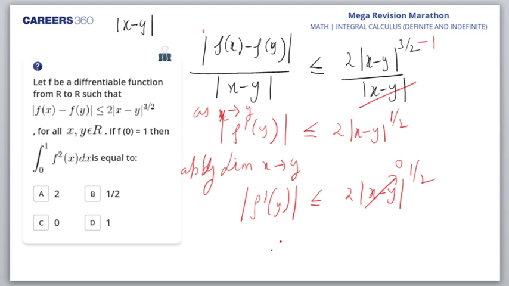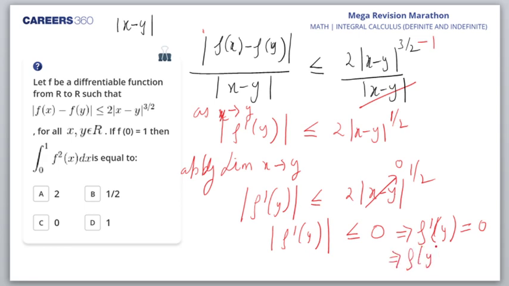So what do I get finally? I get mod of f dash y less than or equal to 0, but this is not possible, right? Because f dash y, a modulus quantity, cannot be less than 0. So it can be only equal to 0. So f dash y would be equal to 0. That implies fy is nothing but a constant. Now, the information given is that f0 is 1. So this means this constant is 1 only.